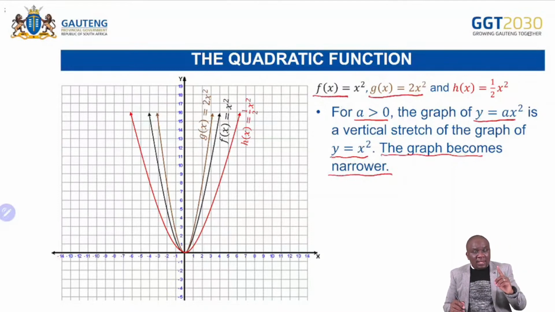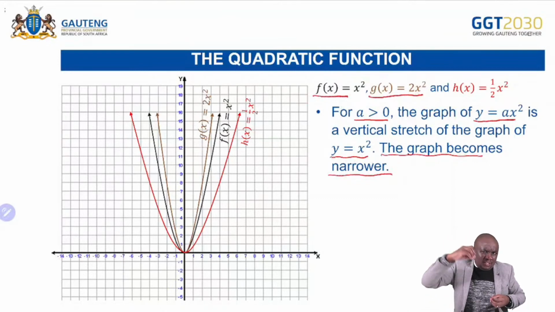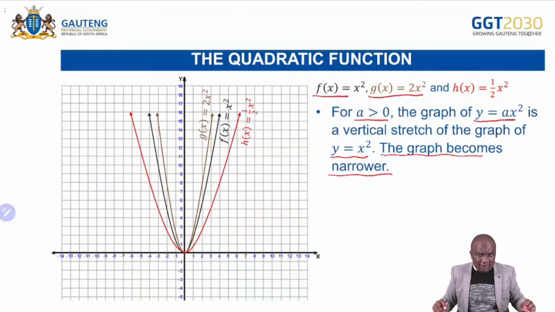In simpler terms, check f of x and g of x. For f of x, a is equal to 1. For g of x, a is equal to 2. So for g of x, the brown graph, it is narrower. So we're saying that as a increases, 1, 2, 3, 4, 5, the graph becomes narrower. The graph is vertically stretched. It's like you're pulling something upwards like this. You see, vertically stretched. Okay? Right. So that's the meaning of that.